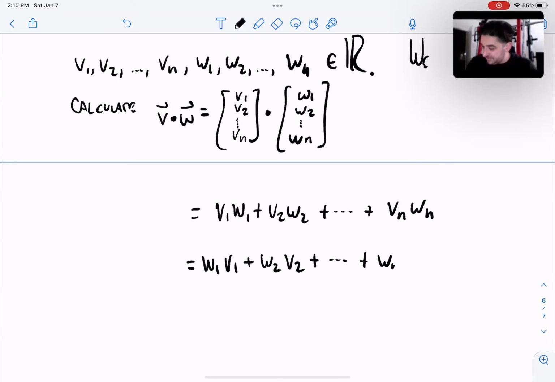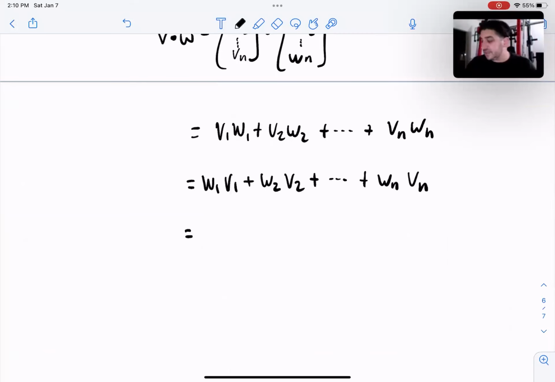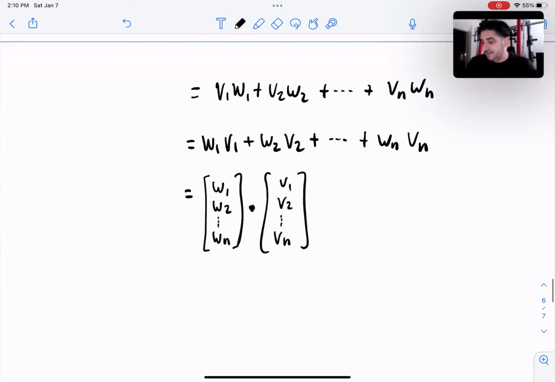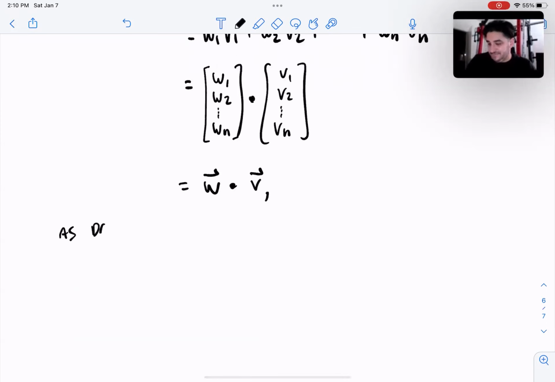Switch those products. v1 w1, make it w1 v1, and so on for all the other coordinates. This is commutativity of ordinary real number arithmetic, right? Now, what happens next? Now you can put it back together, right, as a dot product going the other way. What I have written there, w1 v1 plus w2 v2, and so on, out to wn vn, that's exactly the dot product of w with v. So we're done. As desired.